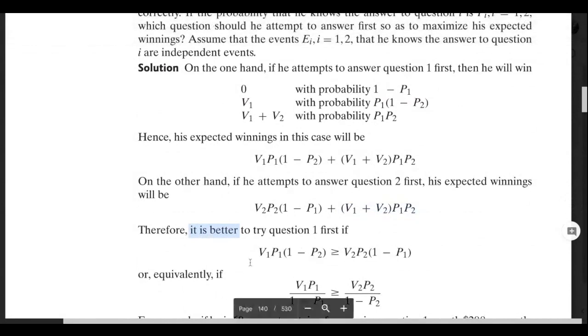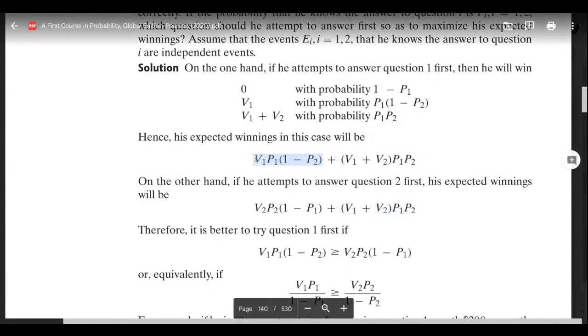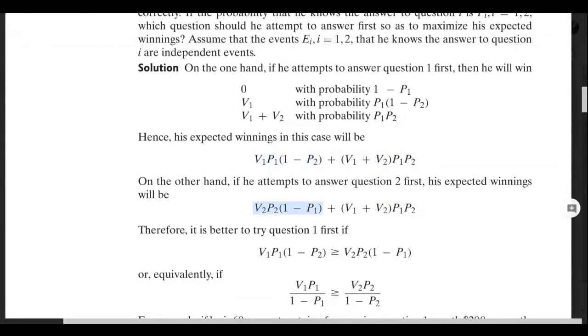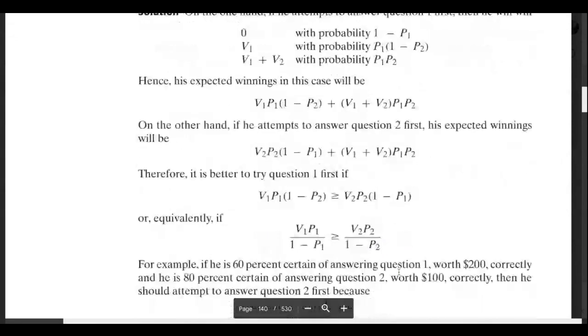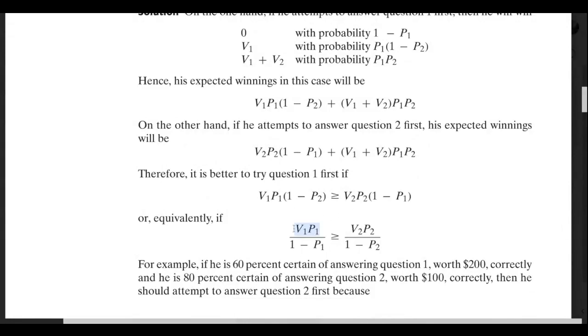So it's better to try question 1 first if this one is greater than this one, because this part is the same. So you just have to compare this one with this one. It's better to try question 1 first if this has a better winning chance than this. Or we just rearrange this, so we get V1 P1 divided by 1 minus P1. Oh, this is a nicer one, right? This is all with the V1 and P1s. This is all with the V2 and P2s.